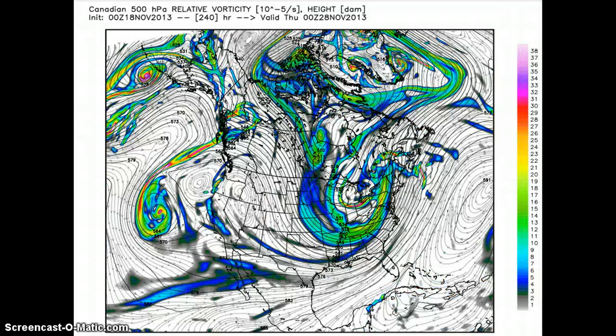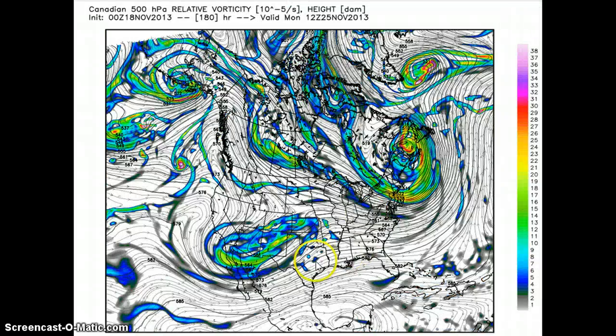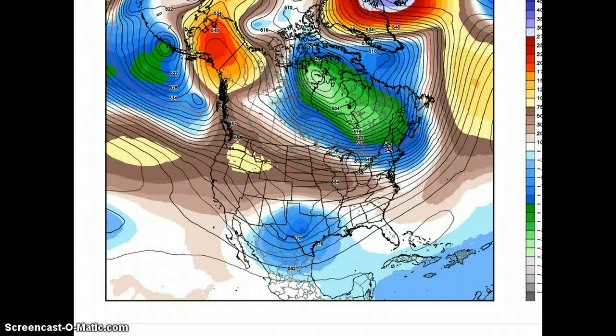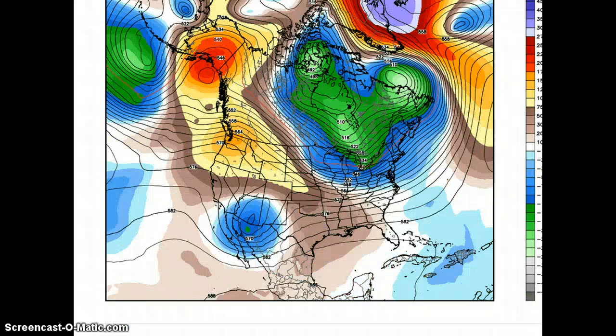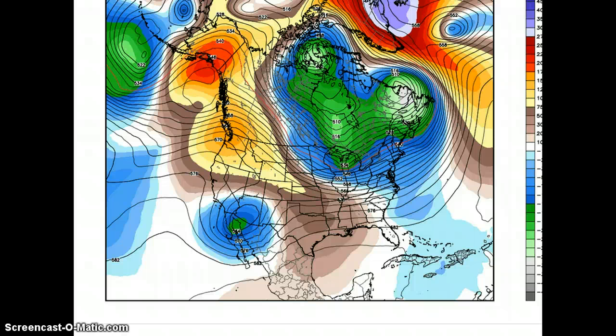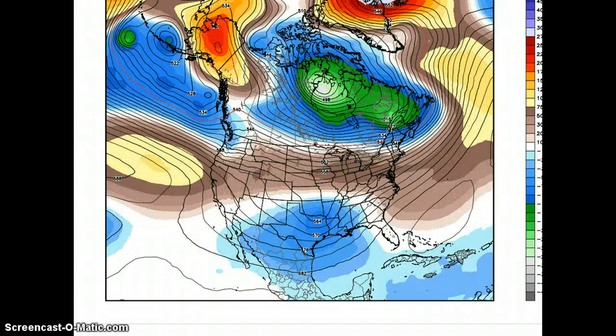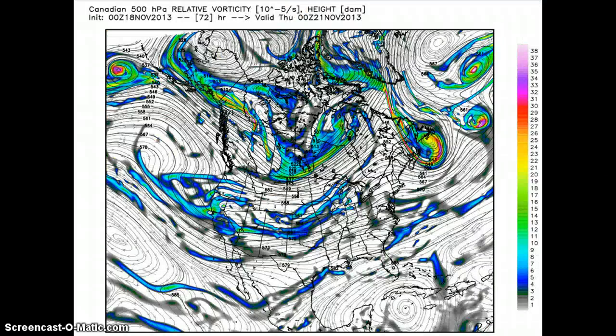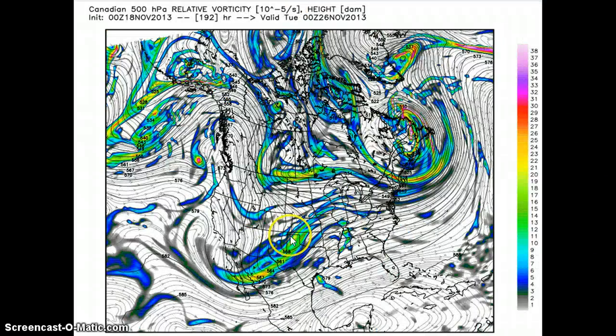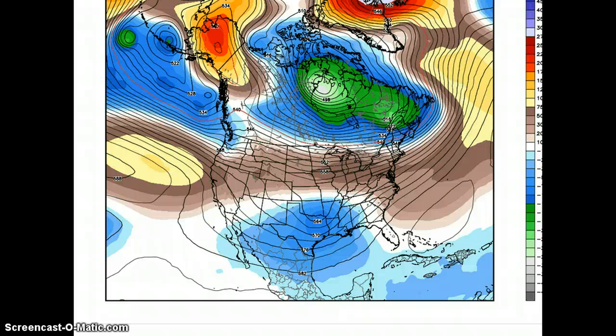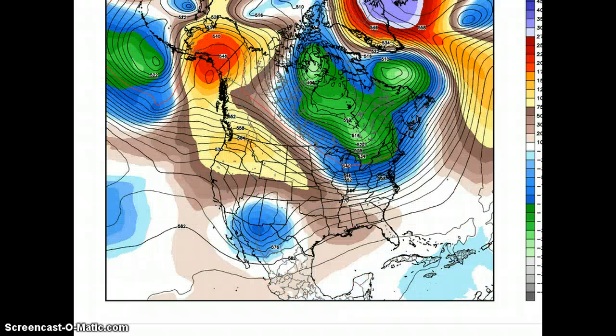We'll go back to the Canadian model, and it's starting to come out here into eastern Arizona, into western New Mexico. European, it's still sitting near the Baja. So we're already seeing the difference there. We'll go to 192. There's our low over the Arizona New Mexico border. We'll look back here, 192 on the Canadian. It's to the Texas Panhandle in West Texas. Huge differences there.